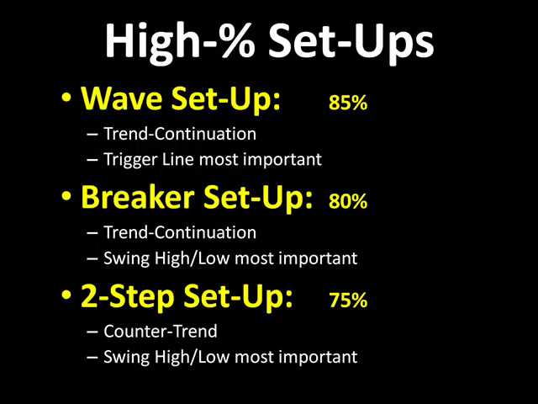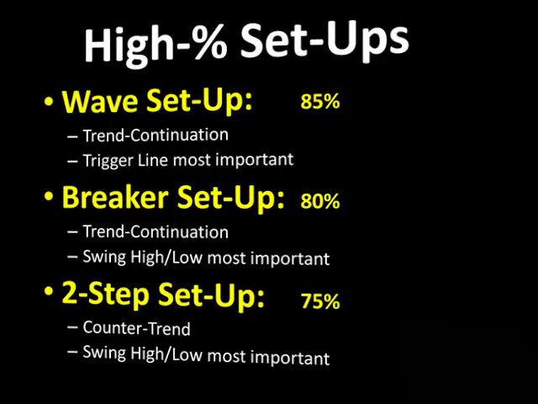I want to first make sure you are aware that the wave and the breaker are both trend continuation patterns. That means they trade with the trend. And the two-step setup is a counter trend pattern, so it goes against the short-term trend. As you can see, they're very high percentage, 85 to 75% winning ratios. Let's go over these patterns as they develop on our charts.